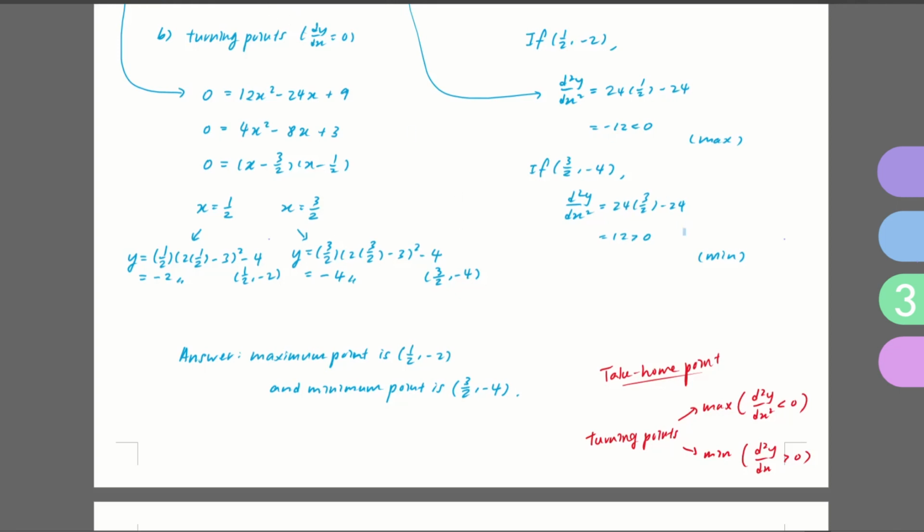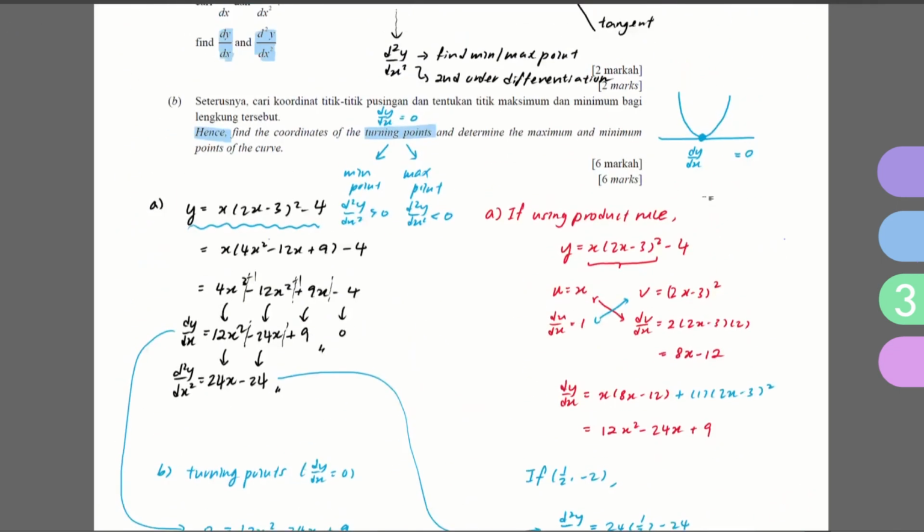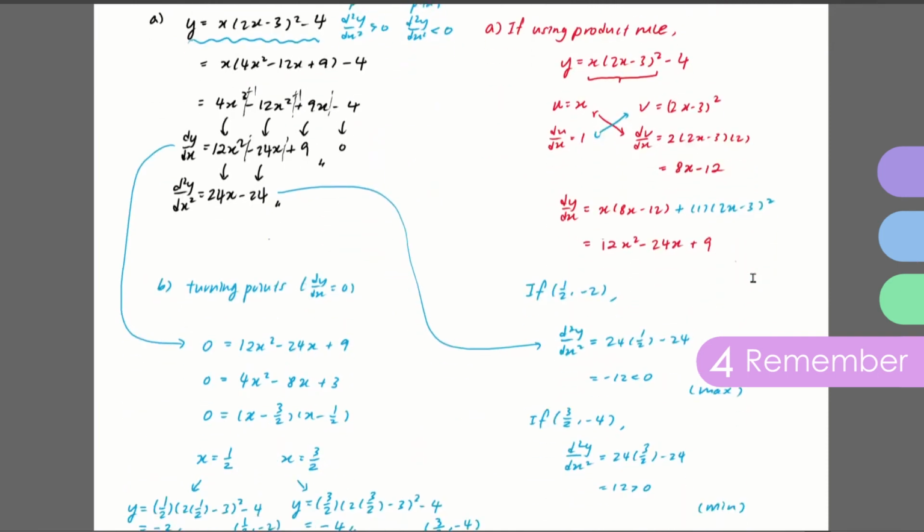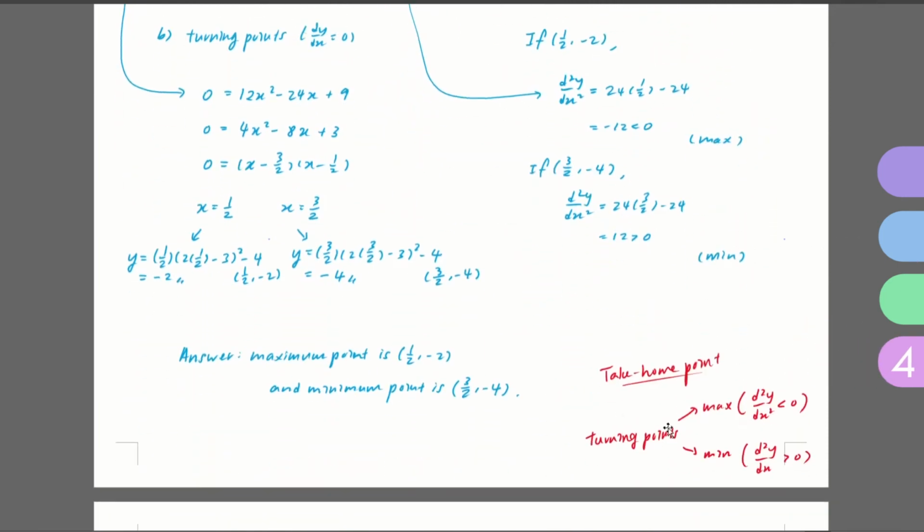This question involves one of the applications of differentiation, which is this. This part helps us to find turning points and to see whether the turning points are minimum or maximum, which is the take-home point for this video. Turning points have two cases: one is the maximum point and one is the minimum point. So how do we differentiate? We use the second order differentiation value. If it's less than 0, it will be maximum. More than 0, it will be minimum.